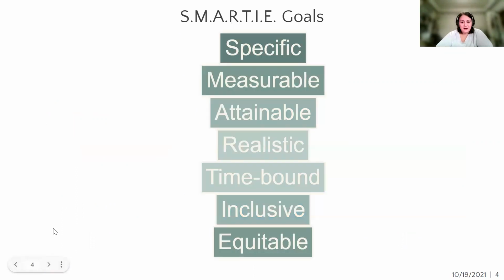Now, a lot of people see SMARTIE and they're not as familiar with that concept as SMART goals. SMARTIE includes inclusive and equitable. So we want to keep in mind that it's not about us without us. So who's at the table and how are they impacting our plans?